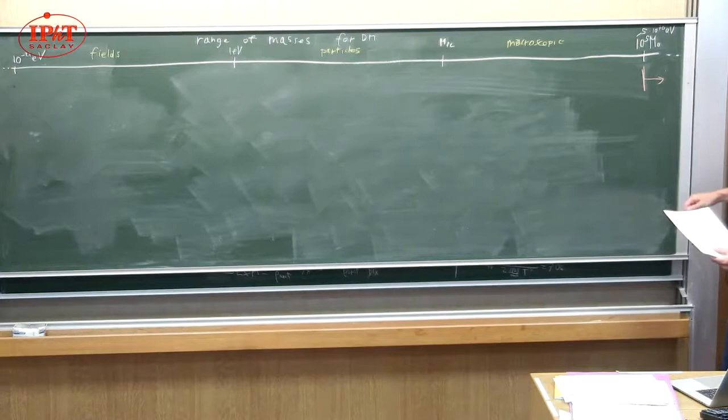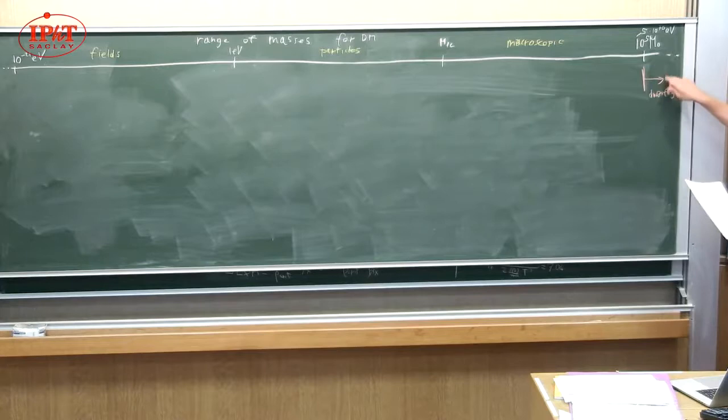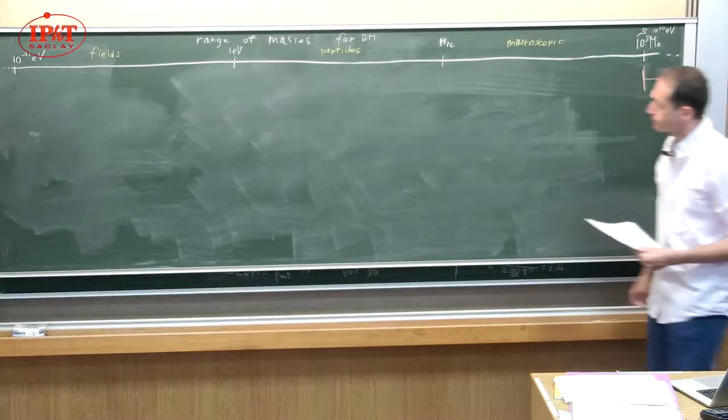So the typical mass of a dwarf galaxy is, say, 10 to the 5 solar masses, and I cannot have less than one particle per dwarf galaxy. One particle, quote unquote, of dark matter per dwarf galaxy. So I have to have masses which are lighter than that.